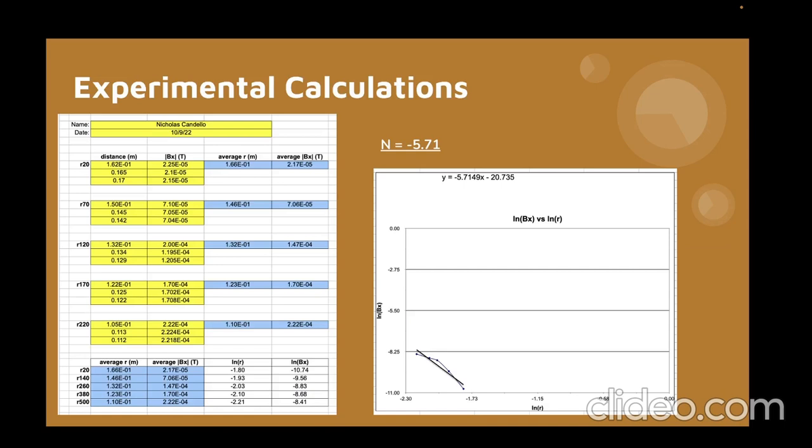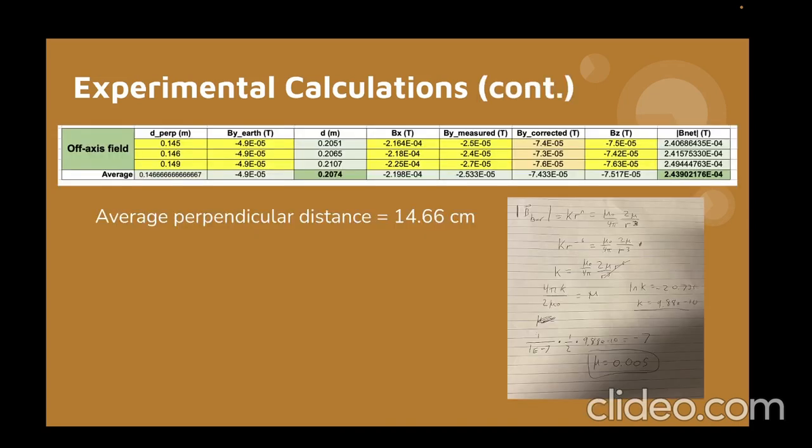So the experimental calculations: on the left you can see the various data points for different fixed magnetic field values, and on the right you can see the graph of the natural log of the magnetic field and the natural log of the radius, which forms a linear correlation where the slope is negative 5.71.